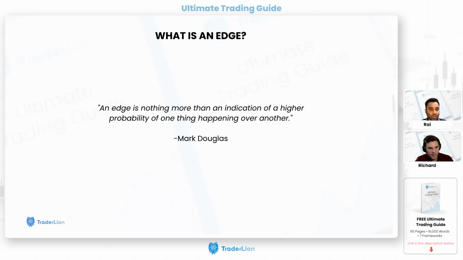Yeah, sure. An edge is nothing more than an indication of a higher probability of one thing happening over another. So at the root of it, what Mark's trying to say is, an edge is not a guarantee, right? It's not a guarantee that it will always work as we execute upon it.